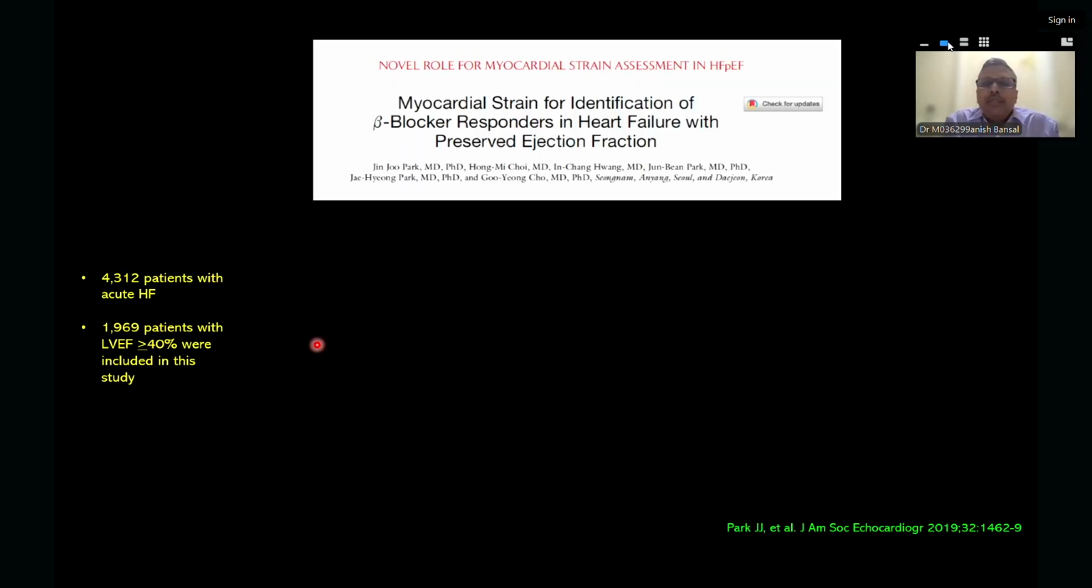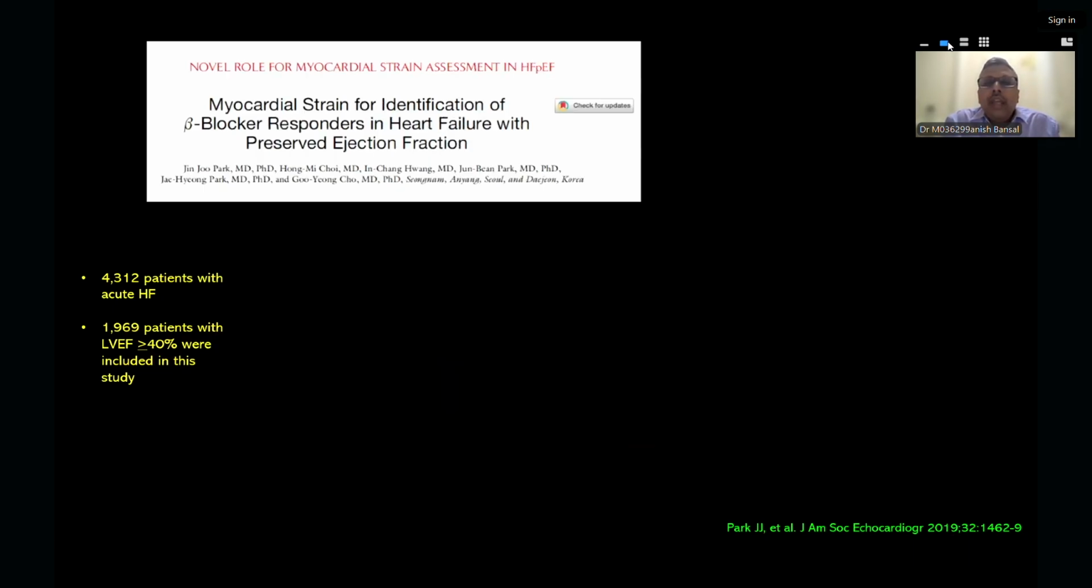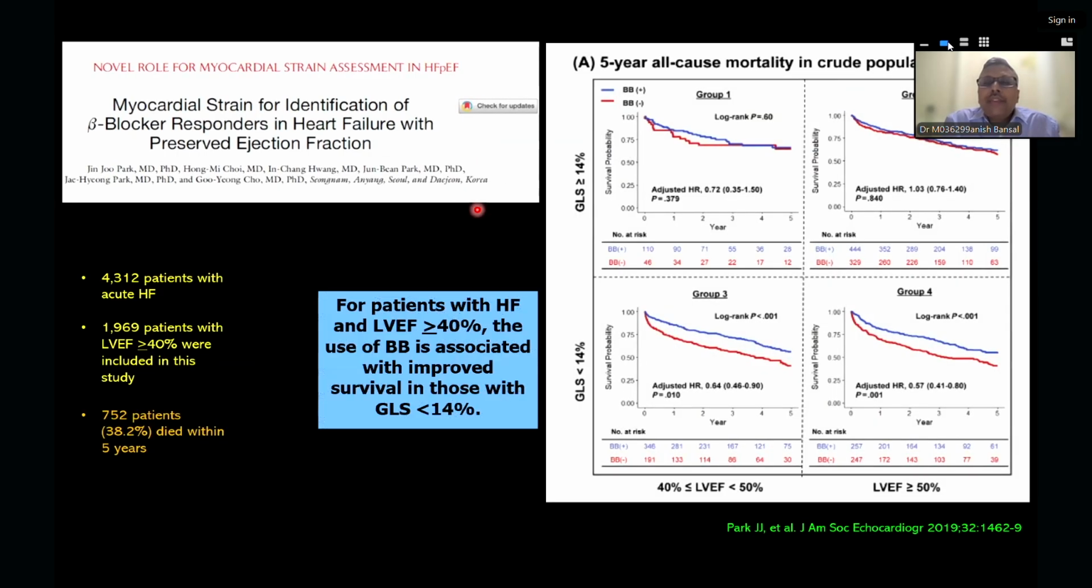Now, if we go back to the same study from Korea which I showed you just now, it has provided a very interesting insight into the response of these patients to various therapies. As I mentioned, there were more than 4,000 patients. Of these, nearly 2,000 had EF more than 40%. These patients were divided into two groups, GLS more than 14% and less than 14%.